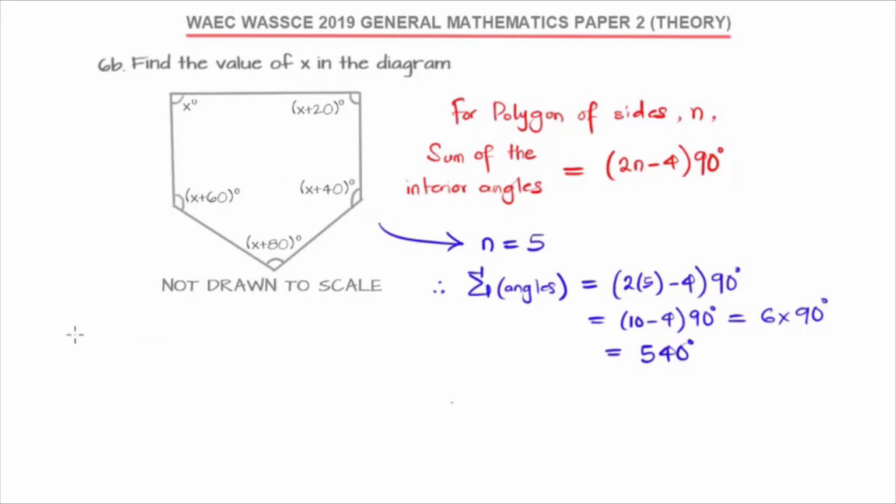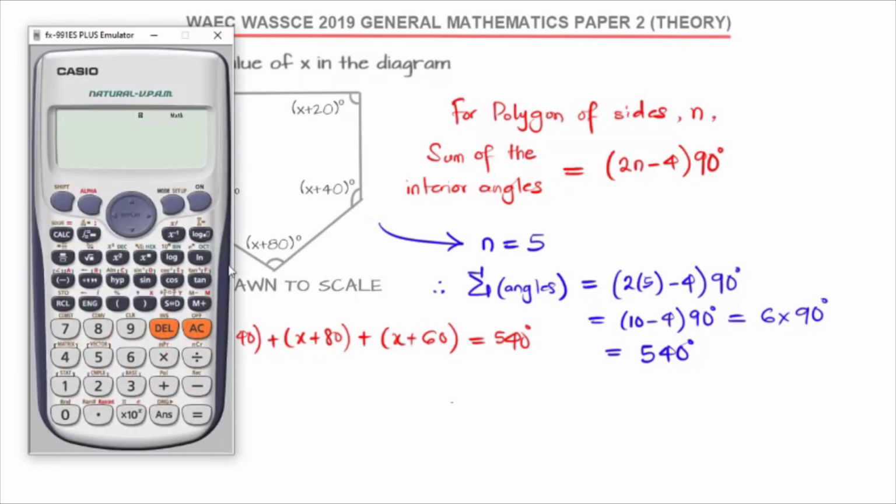Okay, so we are going to have this to be x plus 20, the second angle, x plus 40, the third angle, x plus 80, the fourth angle, and x plus 60, the fifth angle. The sum of the 5 of them should give us 540 degrees. We have x in 5 places, so we can add them to give us 5x. Then we can sum up the other numerals. Here we have 20 plus 40 plus 80 plus 60. That will give us 200.